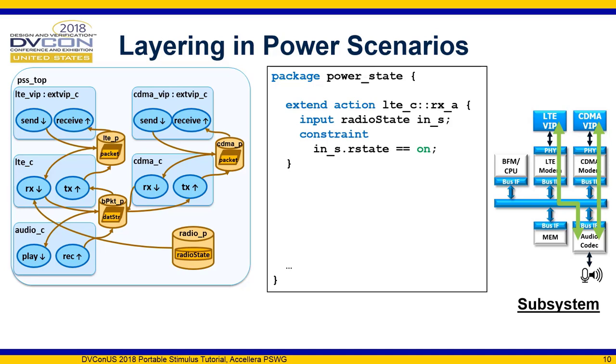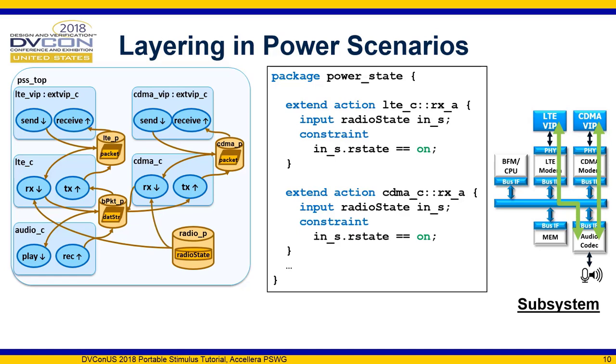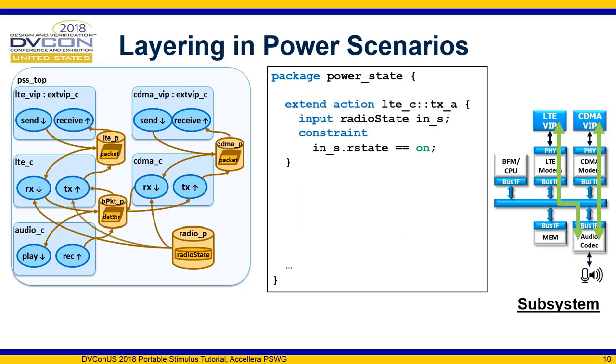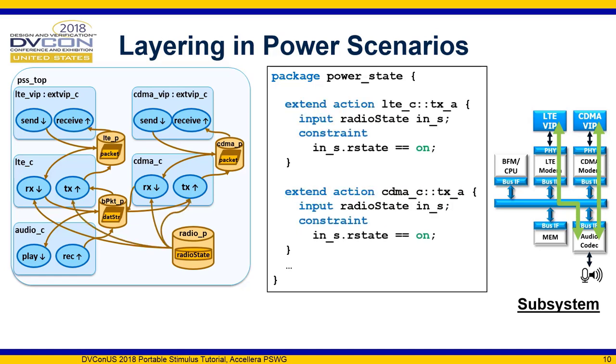Now, carrying on with the model, we're going to extend the LTE receive operation to say, in addition to everything else you do, you're going to take as input this radio state object. And then you're going to have a constraint that says you need that input state to be on. Right? Remember, it started out as off. You need it to be on. Same thing for the CDMA RX, and then the same thing for the two transmit operations. So we told the four actions, when you run, you have to demand that the radio state is on. That's all we said, not how to turn it on.